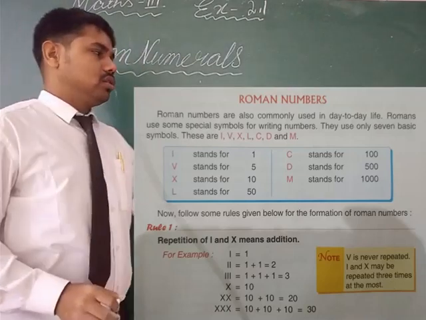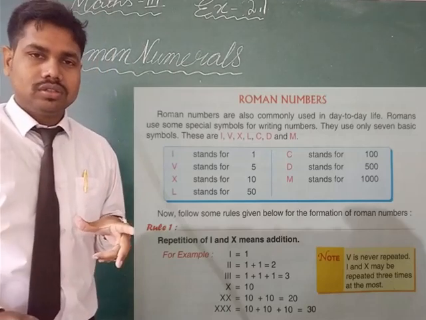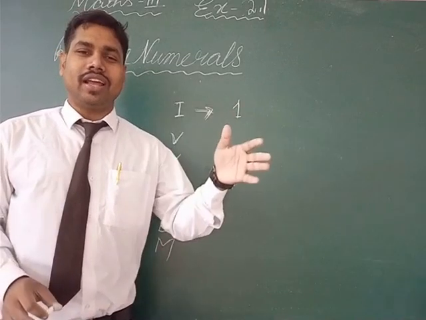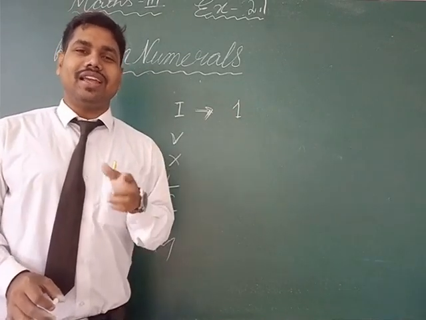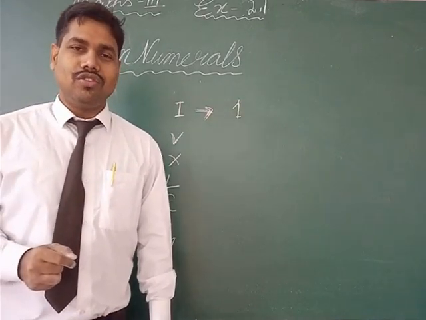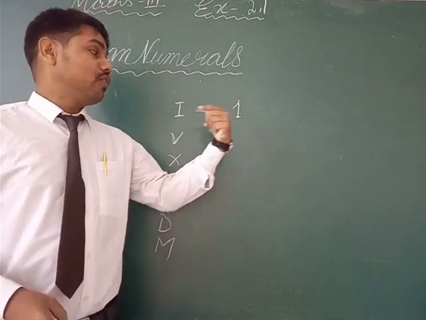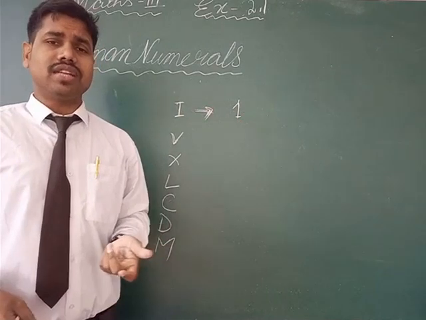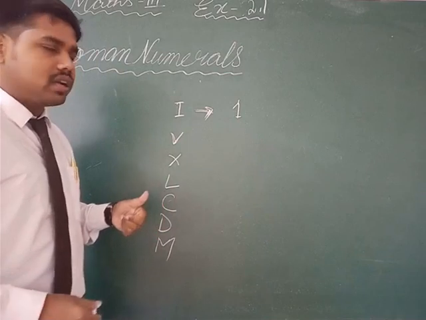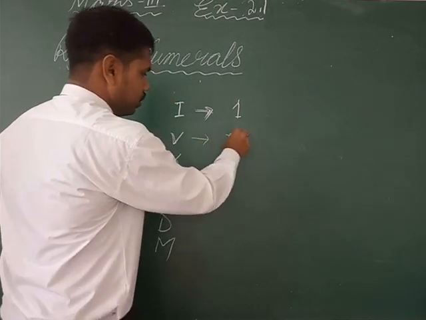After that, 2 is II, 3 is III, 4 is not IIII. Why not IIII? Why not IIIII or IIIIIII? If we write like this, our copy will be filled by the time of 100. Suppose we want to write 100, that means we would have to write 100 I's. So to reduce that, instead of writing I 4 times, what we discovered is we write V for 5.